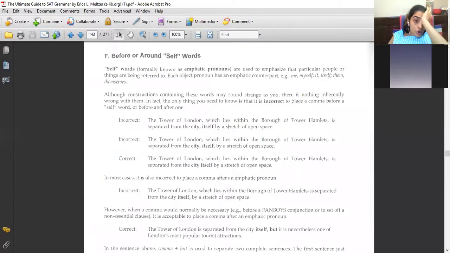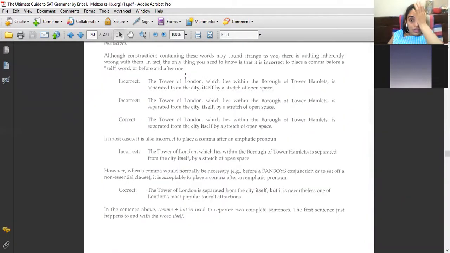You cannot put a comma before and after self words, with an exception of this. Why is this an exception? Because after this there is a fanboy, and a fanboy makes it a fragment. A sentence and a fragment can be connected using a comma. But other than this exception, you can never put a comma before or after a self word.